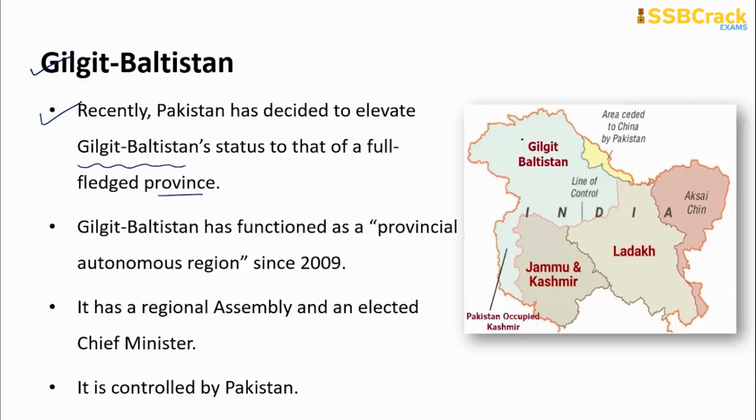You can see the region here, but India has clearly conveyed to Pakistan that the entire Union Territory of Jammu and Kashmir and Ladakh, including the area of Gilgit-Baltistan, is an integral part of India. If you go to the past, this region has functioned as a provincial autonomous region since 2009, and it has a regional assembly and an elected chief minister, and it is controlled by Pakistan so far.